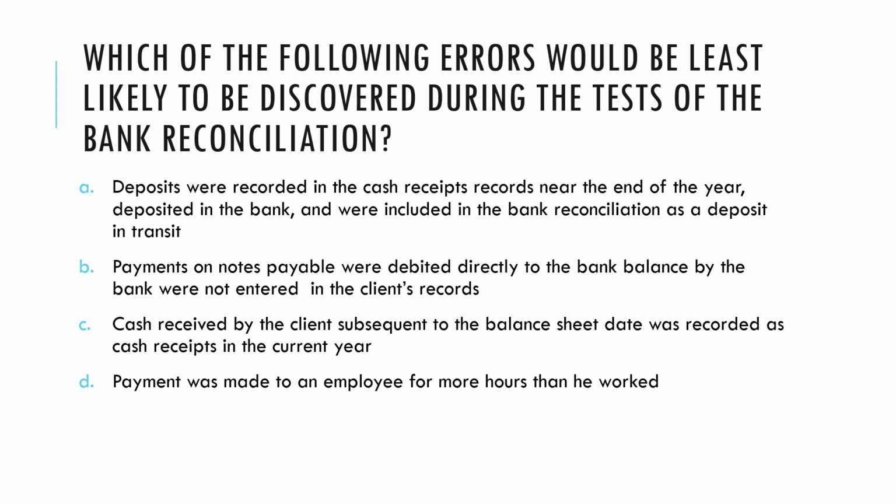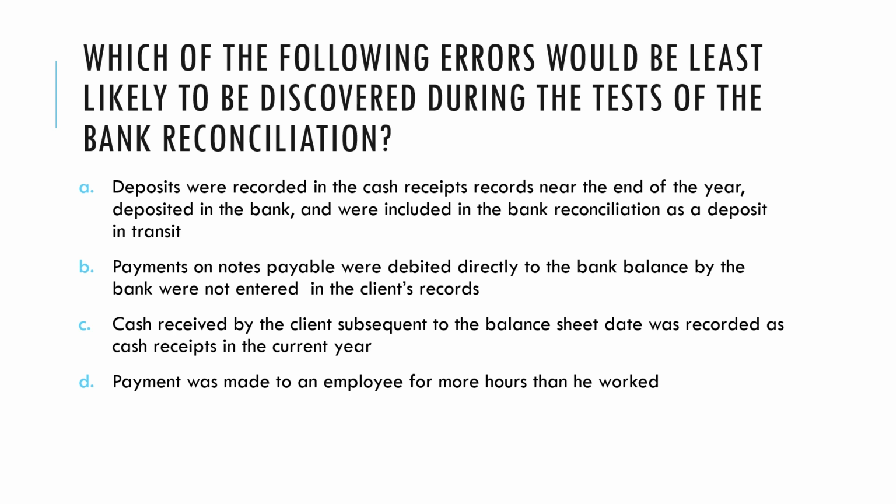How about letter B? Payments on notes payable were debited directly to the bank balance by the bank and were not yet entered in the client's records. And I think you would also be able to see this one as a reconciling item in the bank reconciliation test. Letter C, cash received by the client subsequent to the balance sheet date was recorded as cash receipts in the current year, when in fact it was received after the current year. And again, this is something that you would be able to see by testing the bank reconciliation, as for example, comparing the balance per books versus the balance per bank. And so therefore, the least likely to be discovered must be letter D.